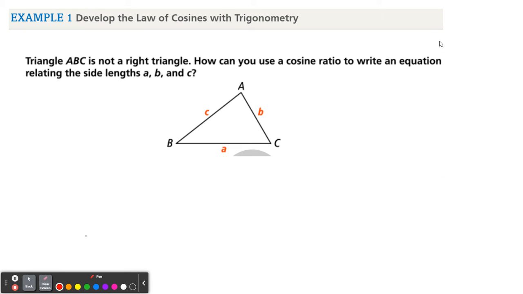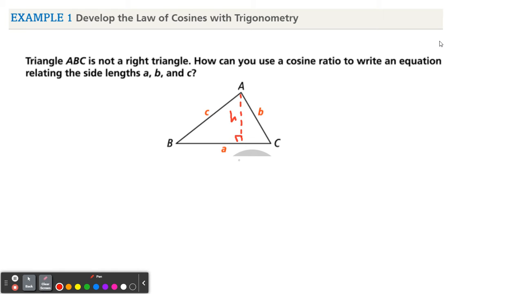All right, so it says triangle ABC is not a right triangle. Again, non-right triangles. Can you use a cosine ratio to write an equation relating the side lengths of A, B, and C? All right, so again, here's my triangle. Angle A, opposite side A, B, B, C, C. We're going to draw that same height we drew in the last lesson from A down. It's an altitude. It's perpendicular, so it creates two right triangles. We're going to call it H.